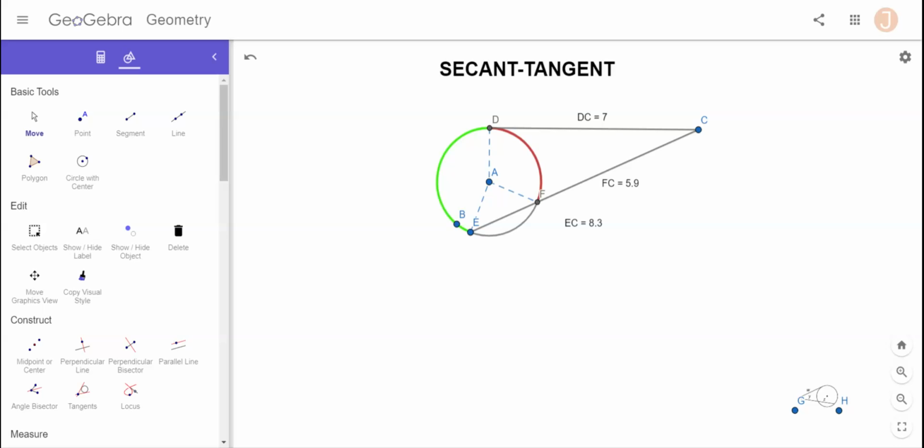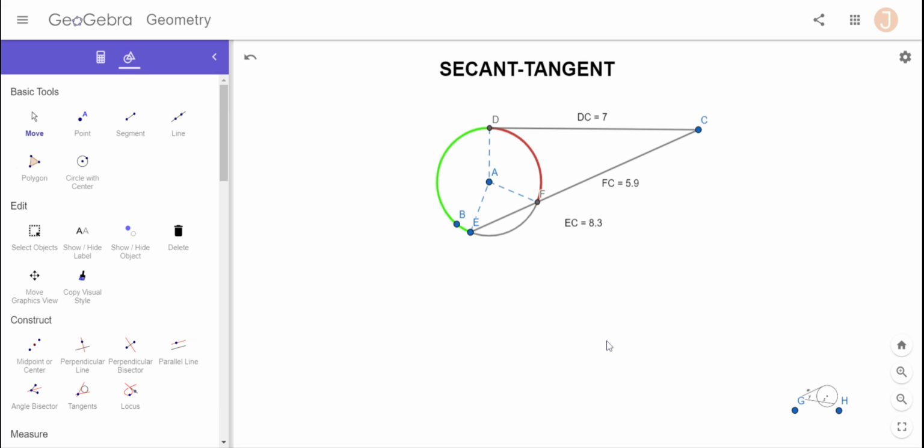Hello everybody, this is the first of two secant tangent videos. This particular one is where we will investigate the lengths of those secant and tangent segments. So I've taken the liberty of drawing a secant segment and a tangent segment, making sure to use the tools that are over here on the left side of GeoGebra.